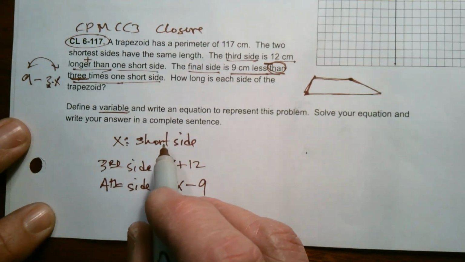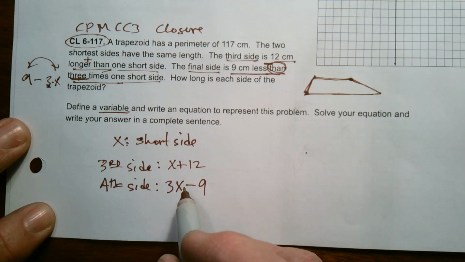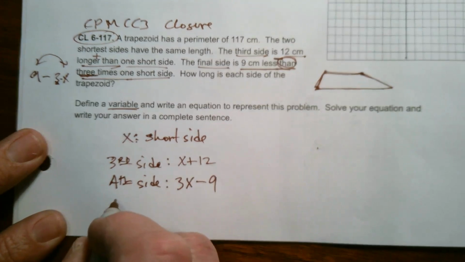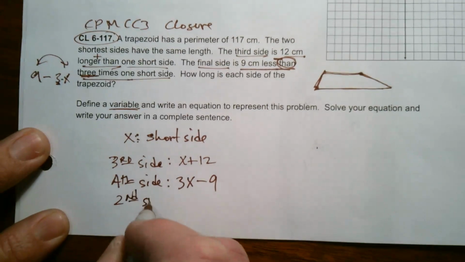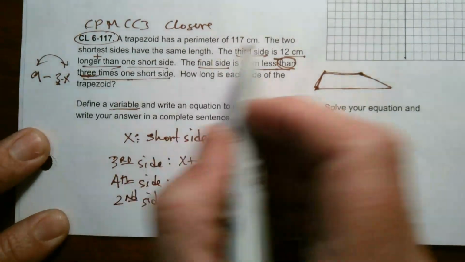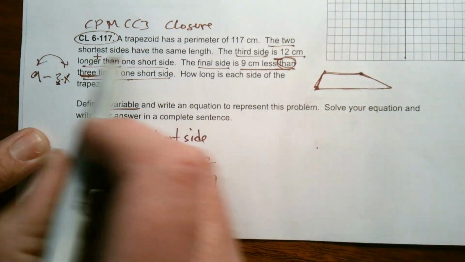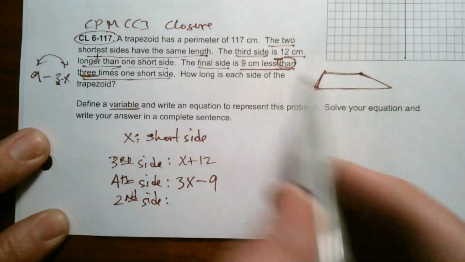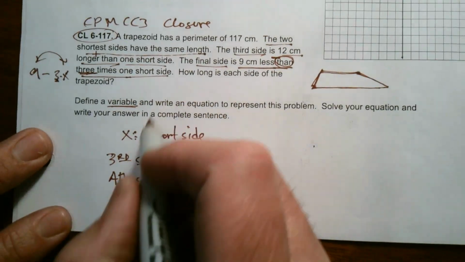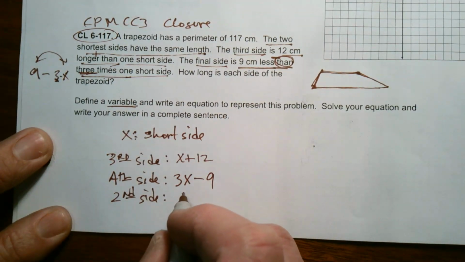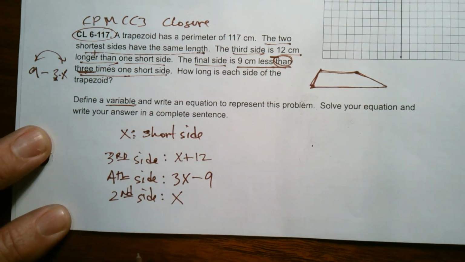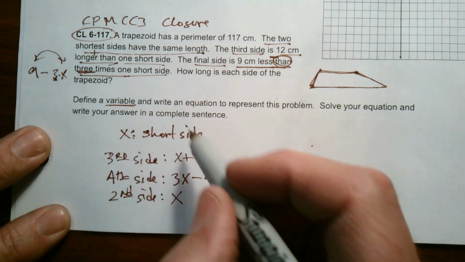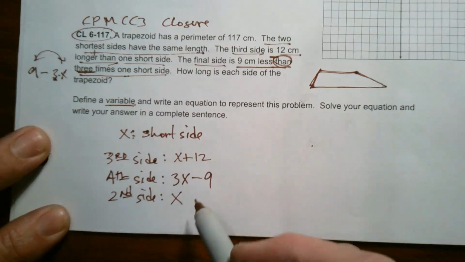So now I've got my short side, my third side, my fourth side. What's my second side? I need to define that. If you go back to the beginning, it says the two shortest sides have the same length. So the short side is x and the second side is x because they have the same length. Now I've got all of my parts.